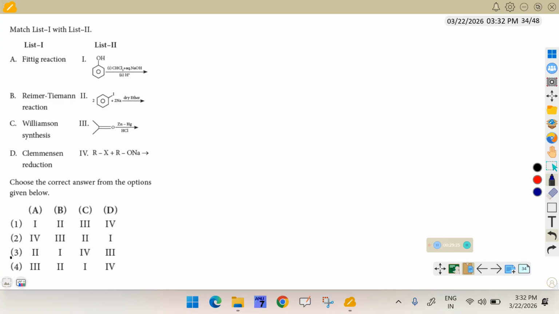Match the following. Fittig reaction, this is the Fittig reaction. Luckily only one option is present. Reimer-Tiemann reaction, this is the Reimer-Tiemann reaction. Williamson synthesis, alkyl halide reacts with sodium alkoxide. Clemmensen reduction. The third option is the correct option.